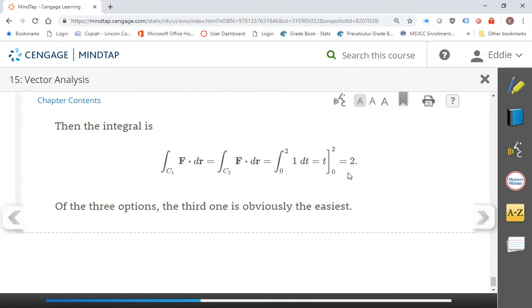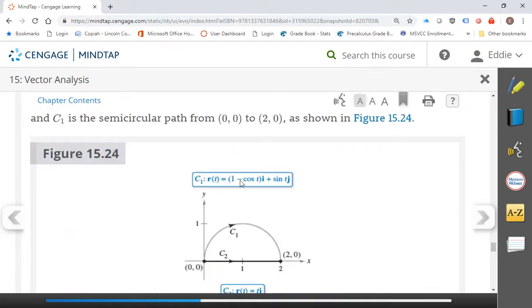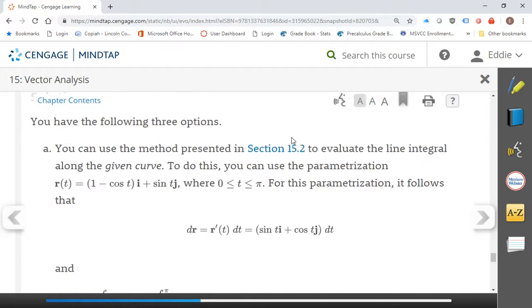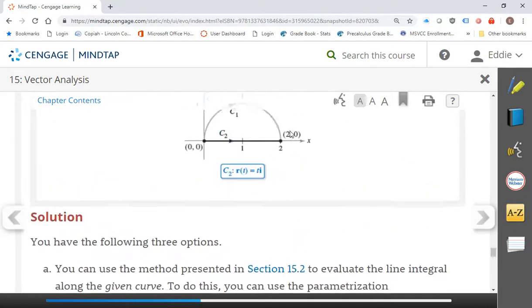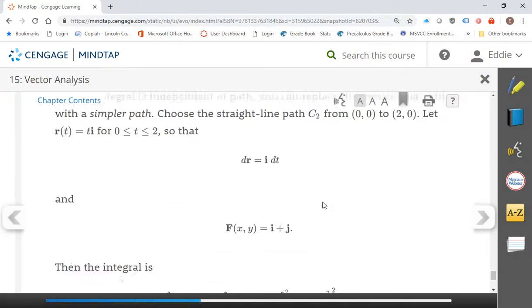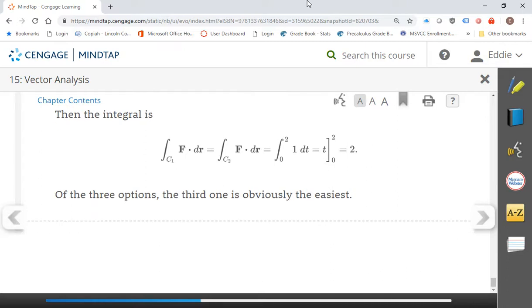It says, of these 3 options, the third is obviously the easiest. It probably is, actually, because you don't have to find the potential function, right? To work it the second way, you still have to take this and do some integrals and find the potential function, and then plug in the points. But the third way, if you know that this path is just t times i, because there's no change in the y at all, then the third way would definitely be the easiest. Okay.